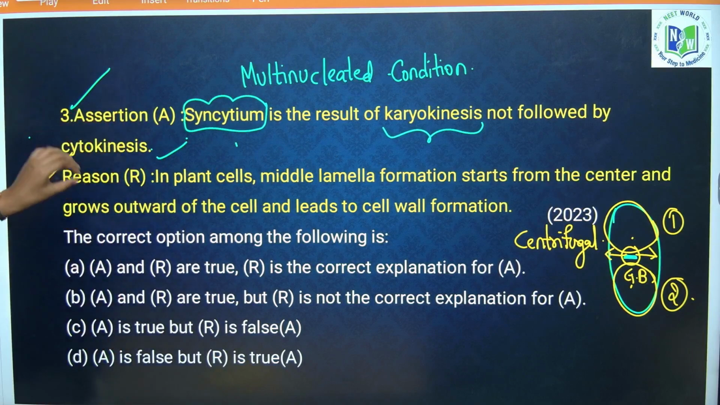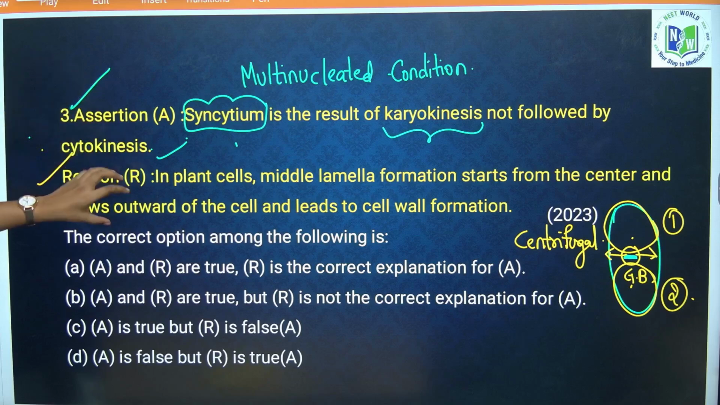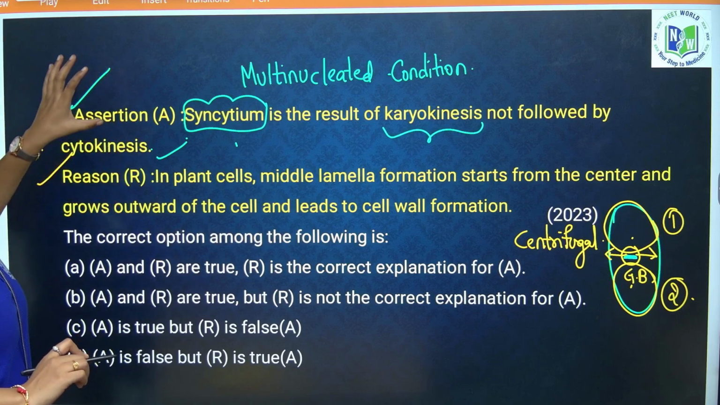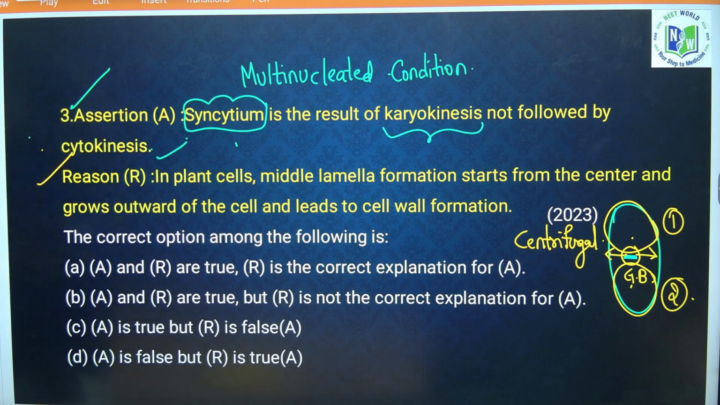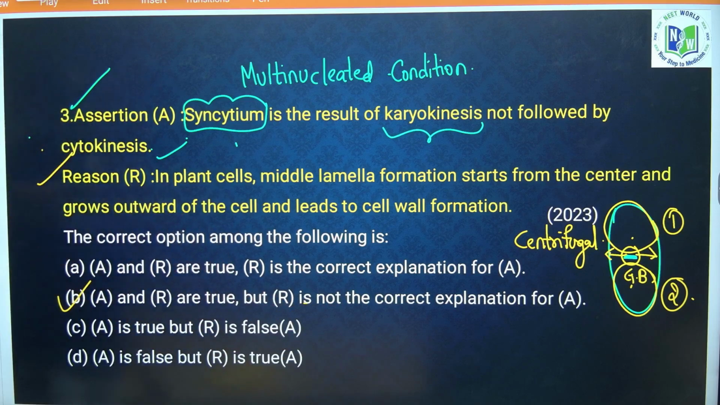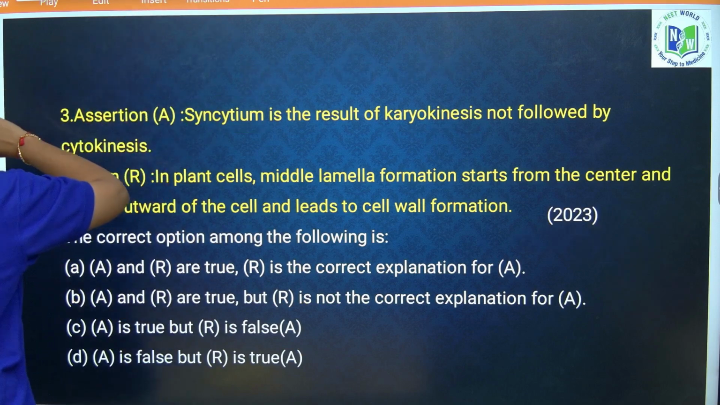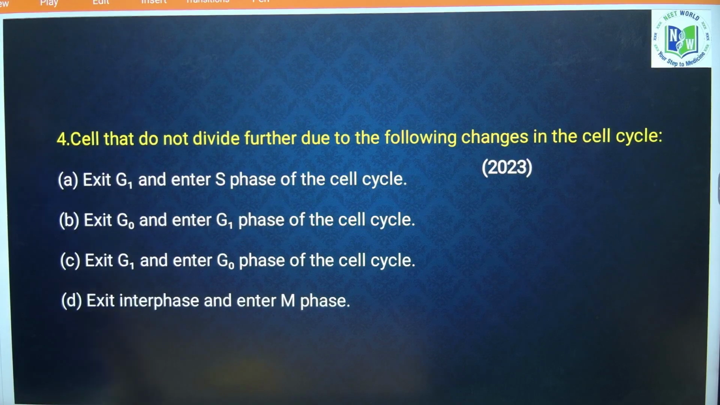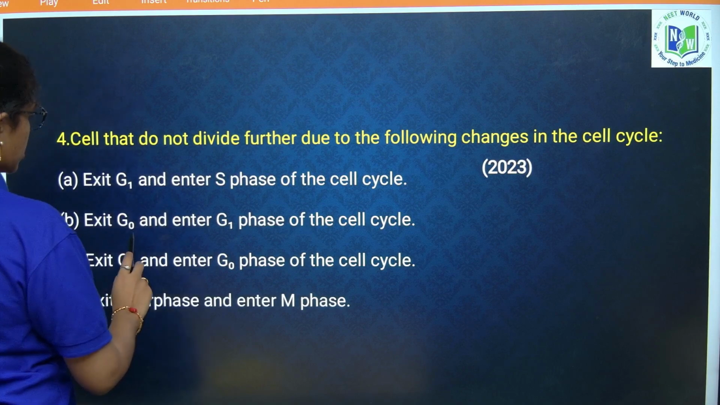But if you look into the reason and assertion, nowhere is the reason explaining the assertion or linked to it. In that case, we choose option B, where A and R are true but R is not the correct explanation of A.